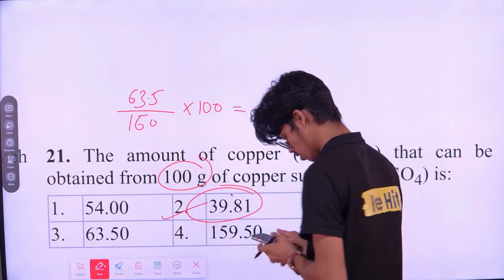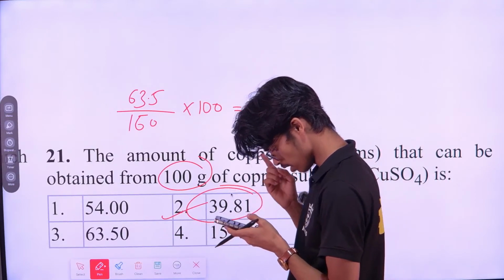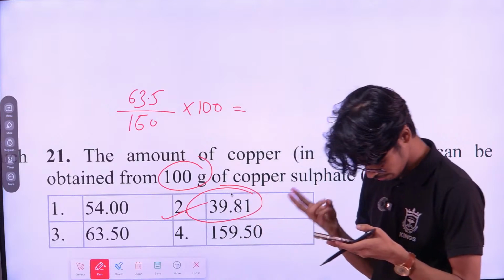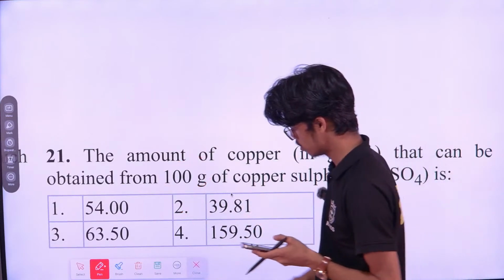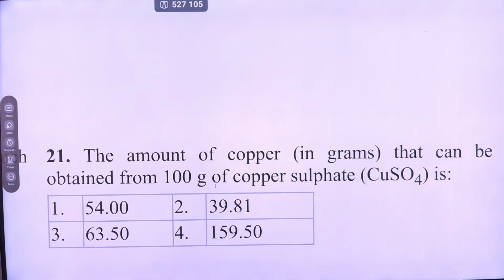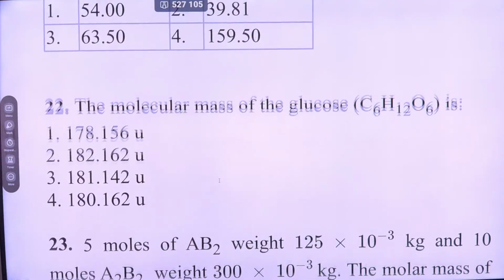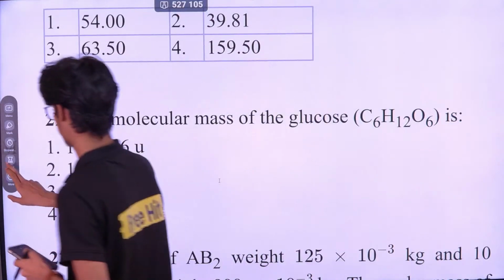Option number 2. So let's see who was right. Unnati, you are right. Kanishka, you are right. Priya, you are right. Okay, next question. Question number 22.